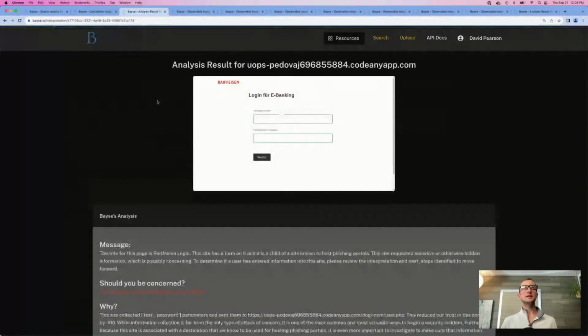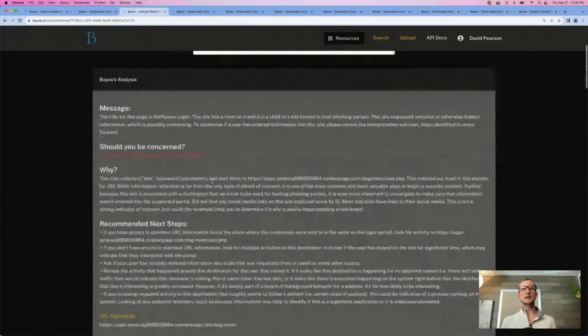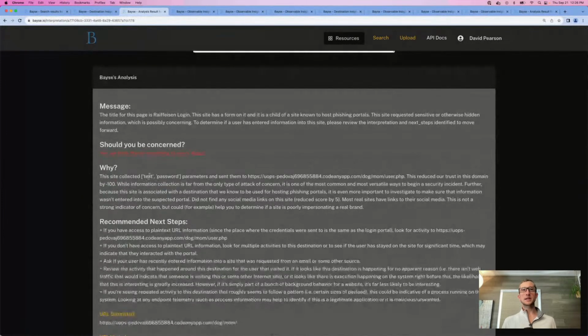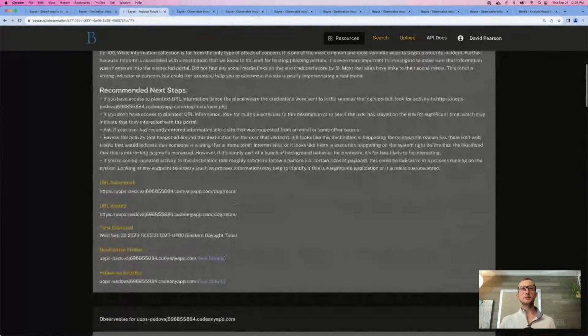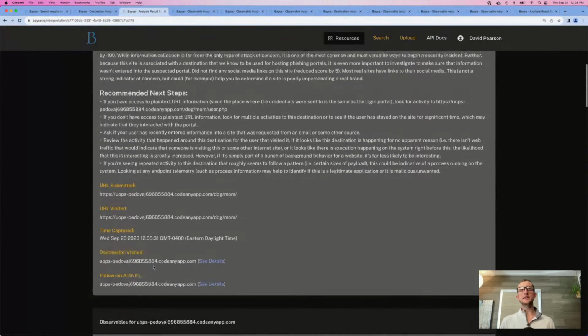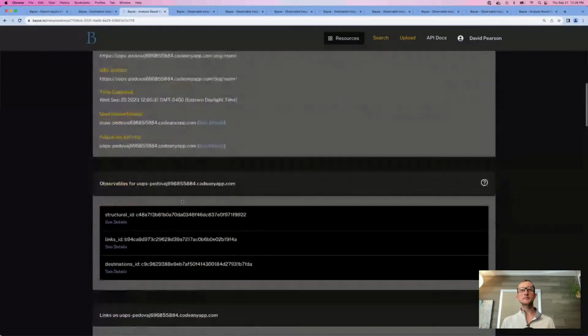So we pivot and we see, hey, this looks like something that might be interesting. Log in for e-banking. And we see that parameters, text and password, were collected and sent to this user.php script on the same site. You can see here we started with /dog/mom and ended up again with that user.php. And we see the destination, uops, blah, blah, blah, codeanyapp.com.